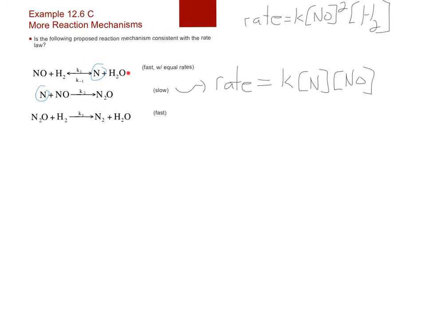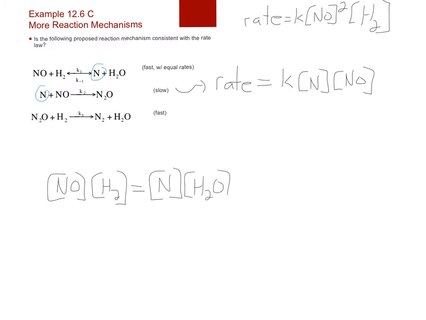This first step is at equilibrium. This is a fast reaction and it's at equilibrium. There are equal rates going forward and backwards. We'll explore that idea later. If their rates are equal, then I am allowed to do some substitution. Watch, if I set their rate laws equal to one another, I get, for the forward and reverse rates, a case where NO and H2 to the first power are going to be equivalent to N and H2O to the first power.